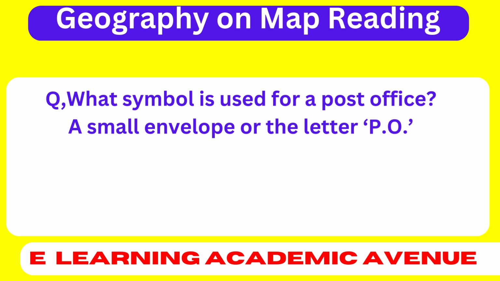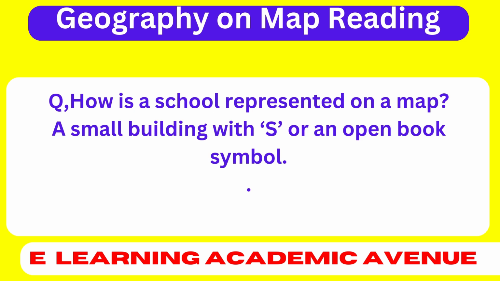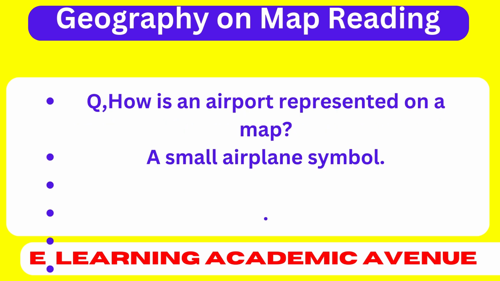Question 56. Which symbol represents a temple on a map? A structure with a flag on top. Question 57. How is a school represented on a map? A small building with S or an open book symbol. Question 58. How is an airport represented on a map? A small airplane symbol.